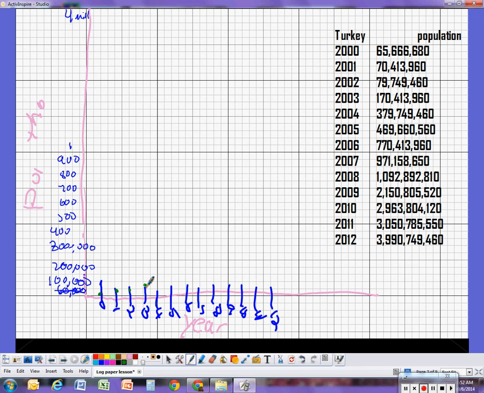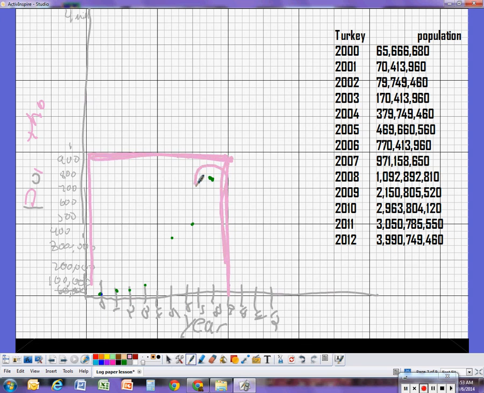379. Can someone read the next number to me? 469. So that would be there-ish. And then what's after 460? 770. For those of you that can't see my eyes, I keep having to look up here for the number, then look over for the dot, and look down to make sure I'm in the right place. This is why I don't like regular paper.